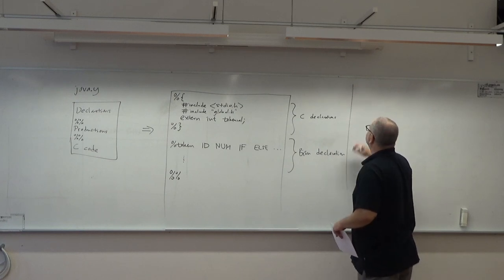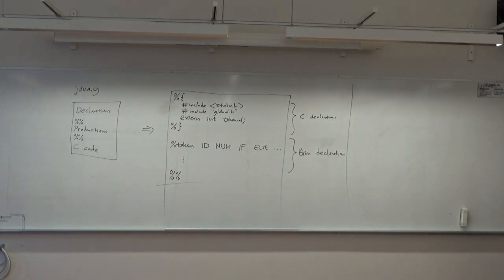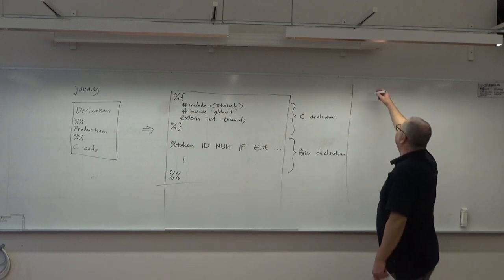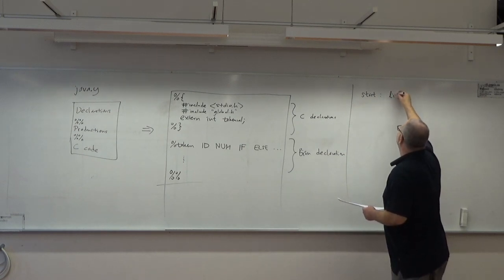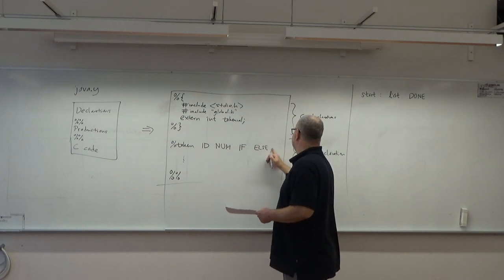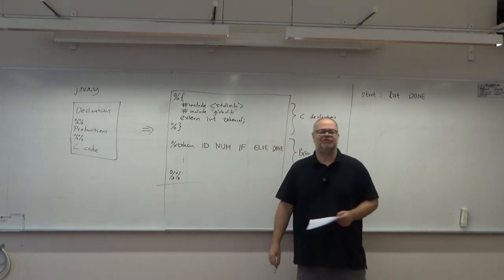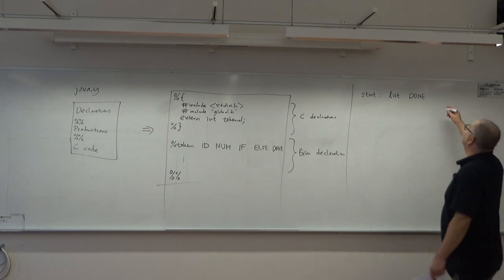Then, we continue. Here we have the rules. And if you have a grammar that says that your program consists of a list of expressions, and if you have looked again at the 2.9 program, that grammar says that the input consists of a list of expressions. You can say that the token start consists of a list, and then you have a done token. Let's say we add the token done here, that the scanner inputs at the end of the input. And a semicolon at the end.